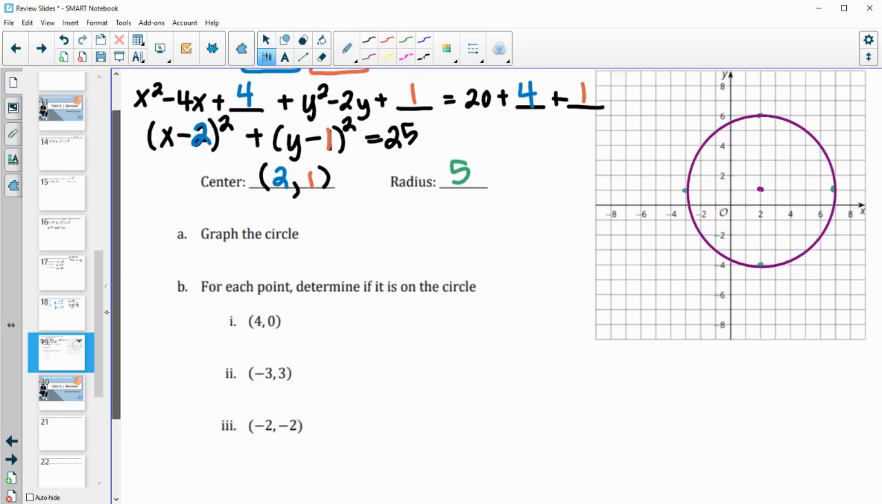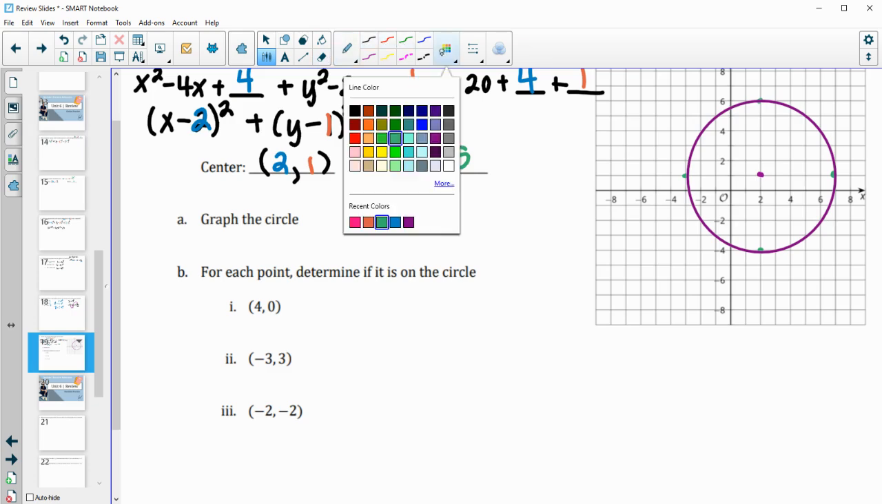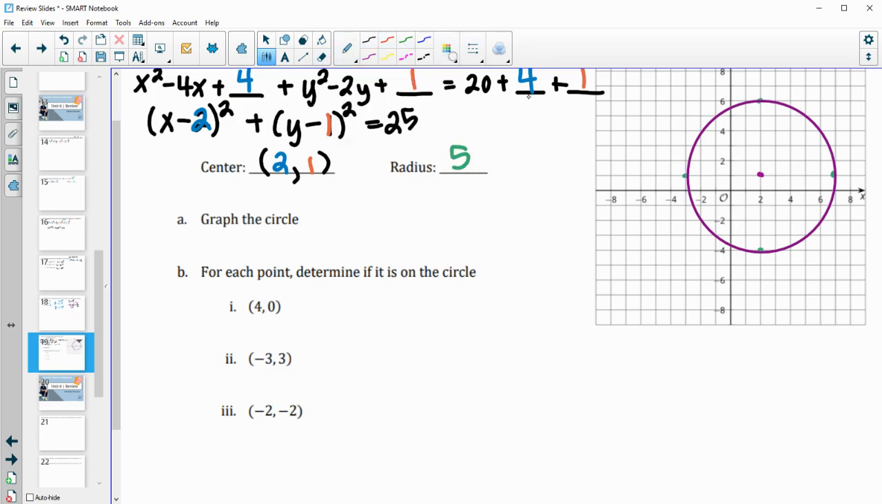Now for part B, it says for each point, determine if it's on the circle. And you can just look here for some of them, like 4, 0 is obviously not on the circle. So if we go to the point 4, 0, it's obviously not on the circle. And the way that you check it is by plugging it into this equation. So we would do x, let me write this out. So we would be plugging these values in.